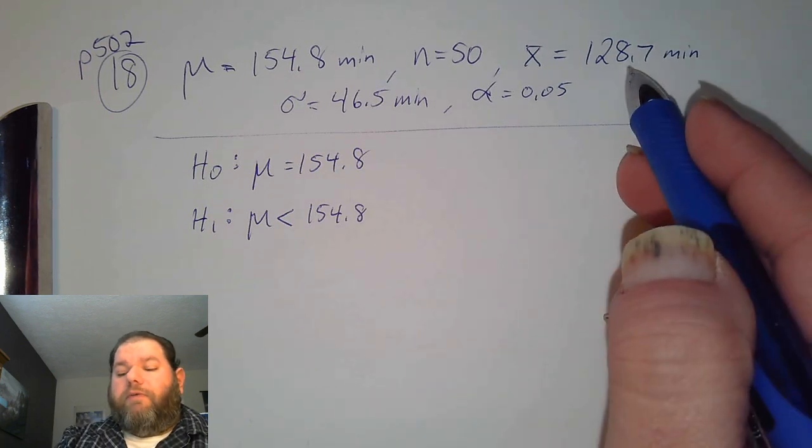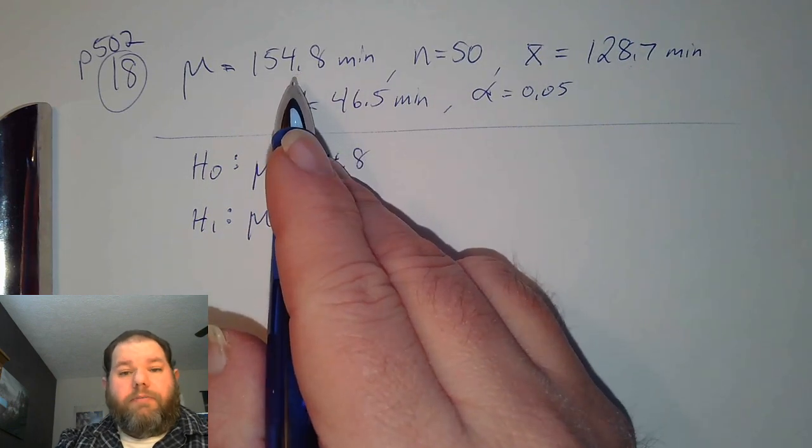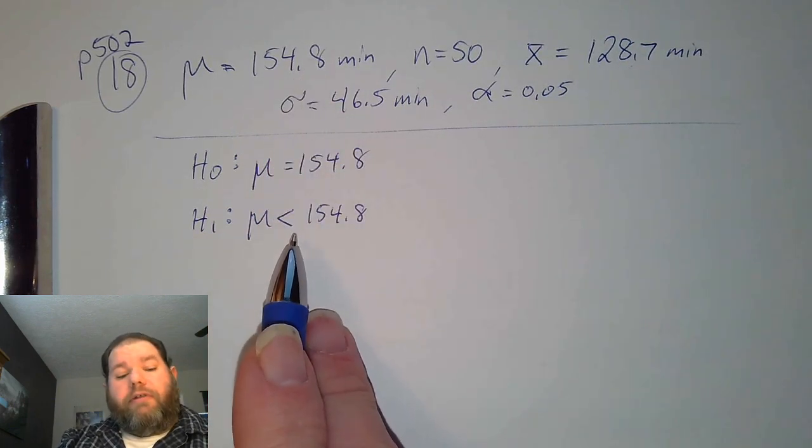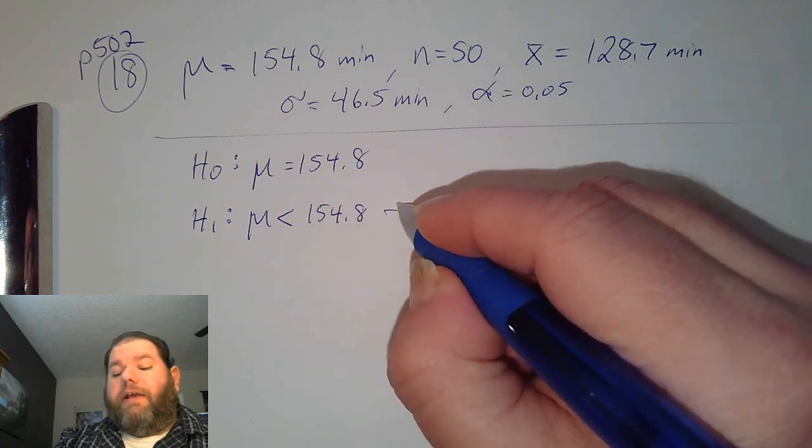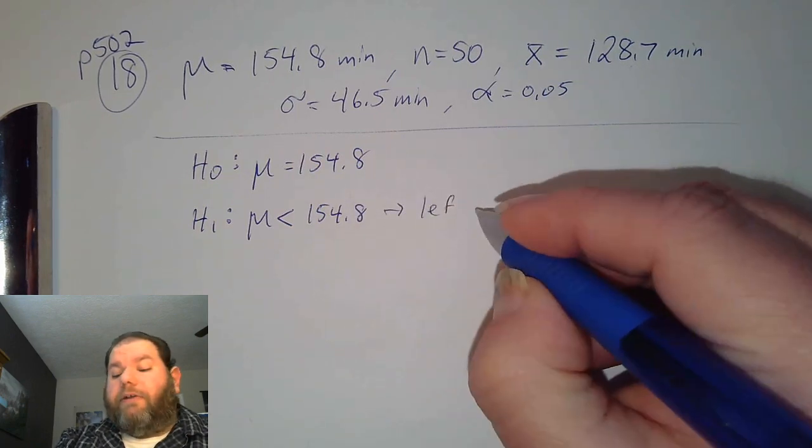So again, it's based on what we found for X bar and how that compares to mu, whether we say greater than or less than here. Now, because we said less than, that's also going to be a left tail test.